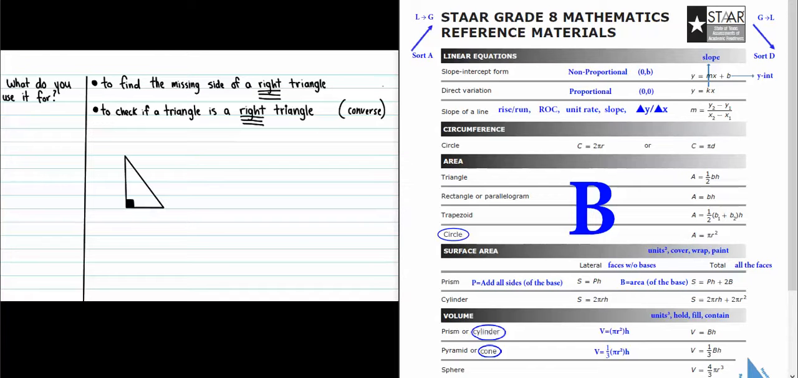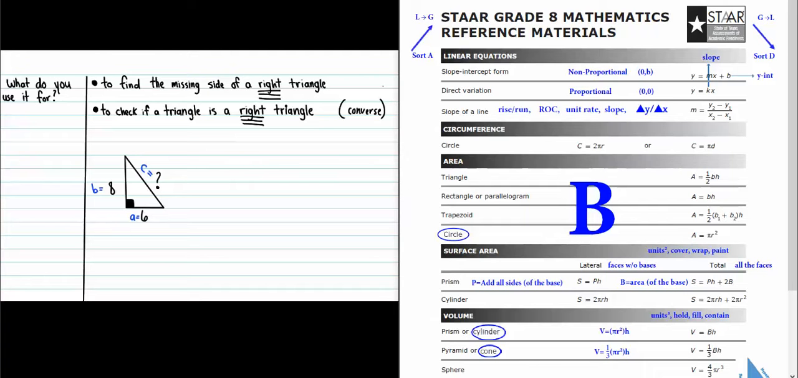Now, here's a basic example. You have a right triangle. One side's 6, one side is 8, and the other side is missing. So what you're going to start with is you're going to label your triangle ABC. So A and B are going to be the legs, the shorter sides, so that's what I'll label 6 and 8. And then the missing side is my longest side, so that's C, the hypotenuse.